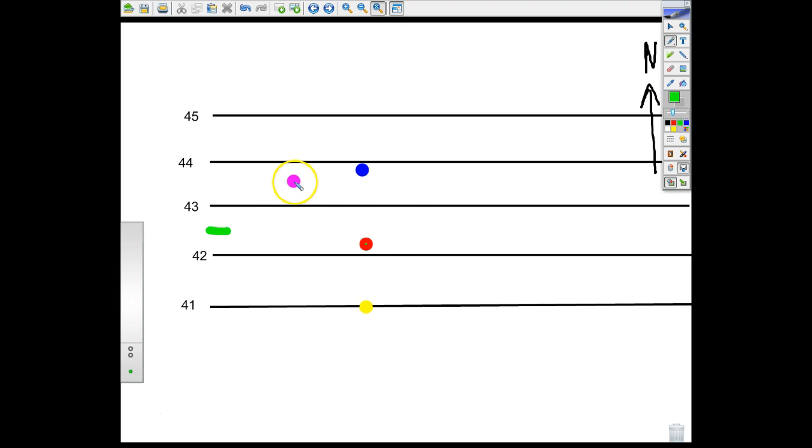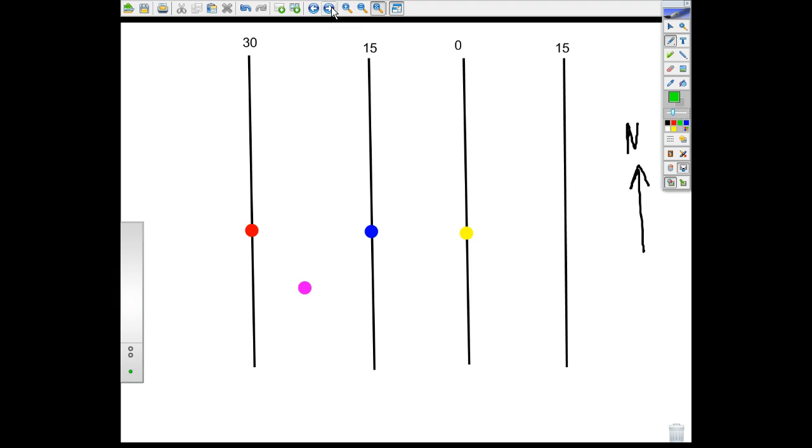And then the pinkish dot, and then you have the blue dot. The blue dot is going to be closer to 44 degrees. The pink dot, again, is about 43 degrees 30 minutes. So you can see that this could be 43 degrees 35 minutes. This could be 43 degrees 50 minutes, somewhere around there.